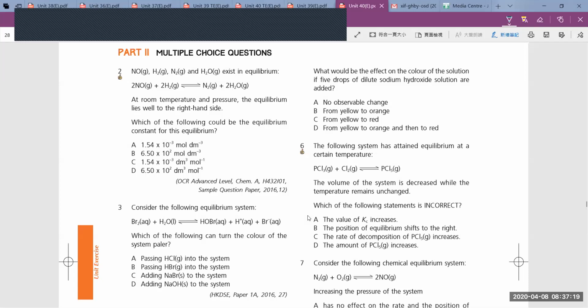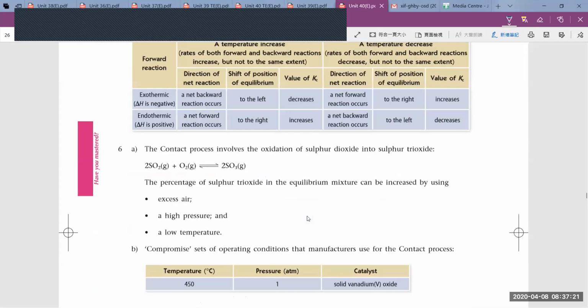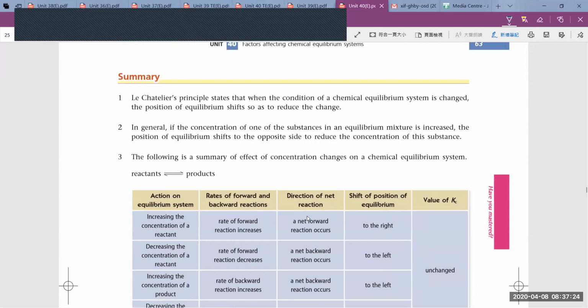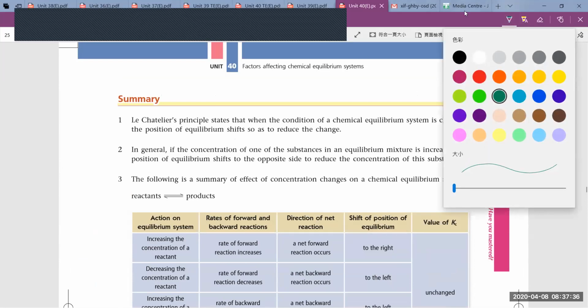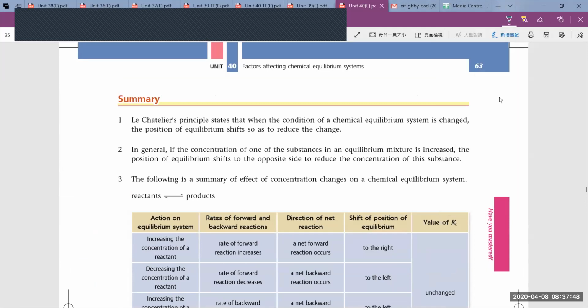So first of all, by prediction, we have got a saying. We call it Le Chatelier's principle. What is that? It gives a prediction that when a change is applied on the equilibrium system, there will be a shift in equilibrium position so as to reduce the change, reduce the impact. So what is meant by that? To reduce the change, right? So you are going to do the equilibrium shifting.